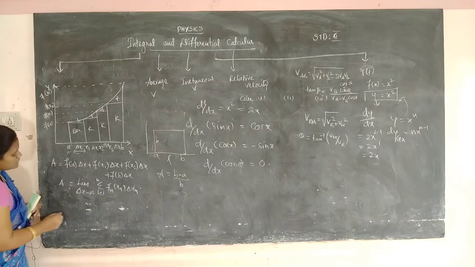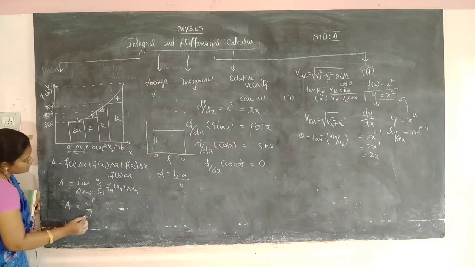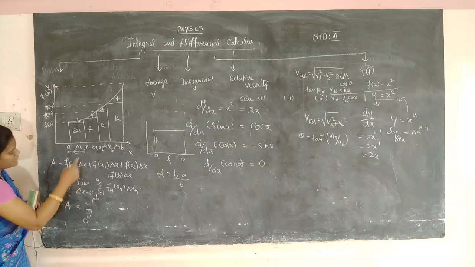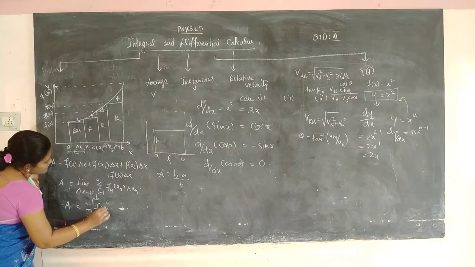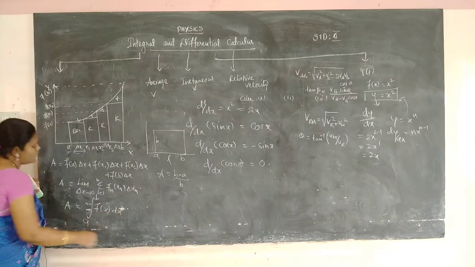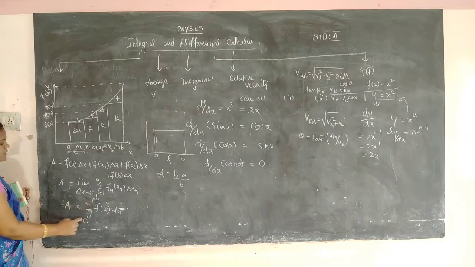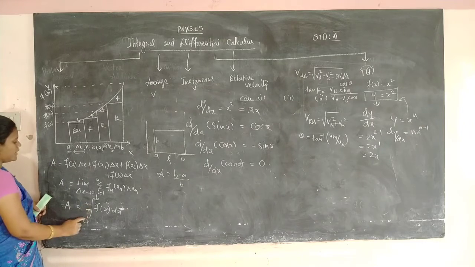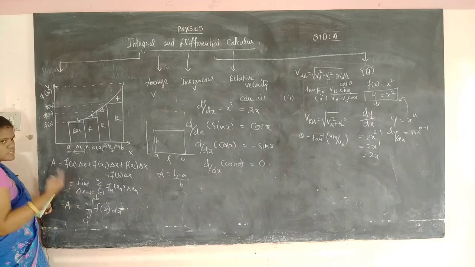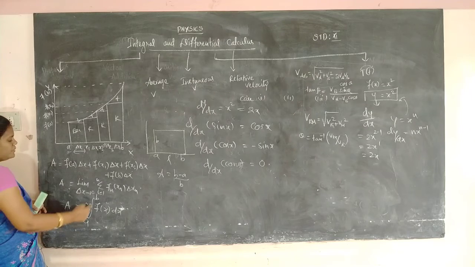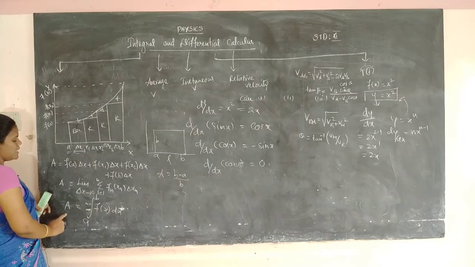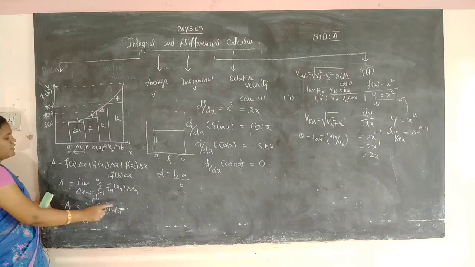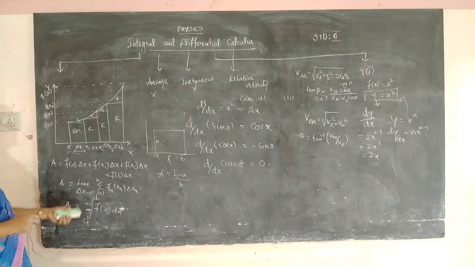But in integration, A is equal to the integral from a to b, running from a to b, of f of x into dx. So integration is always written with a hook-like symbol. Okay, you draw a line from top to bottom, this is integration. So in integration, the lower limit and upper limit will be mentioned. So A is equal to the integral from a to b of f of x into dx. Okay, this is the integration.